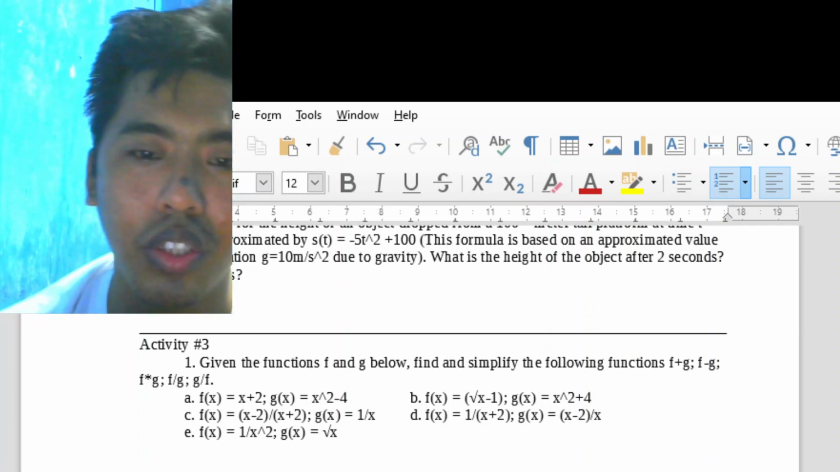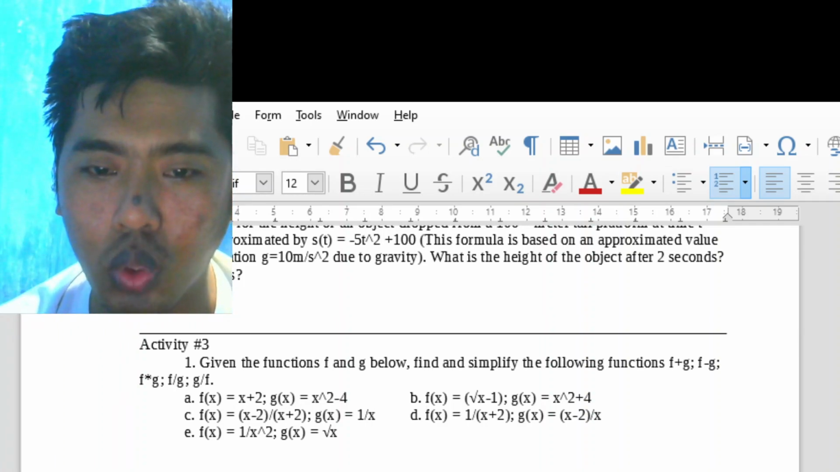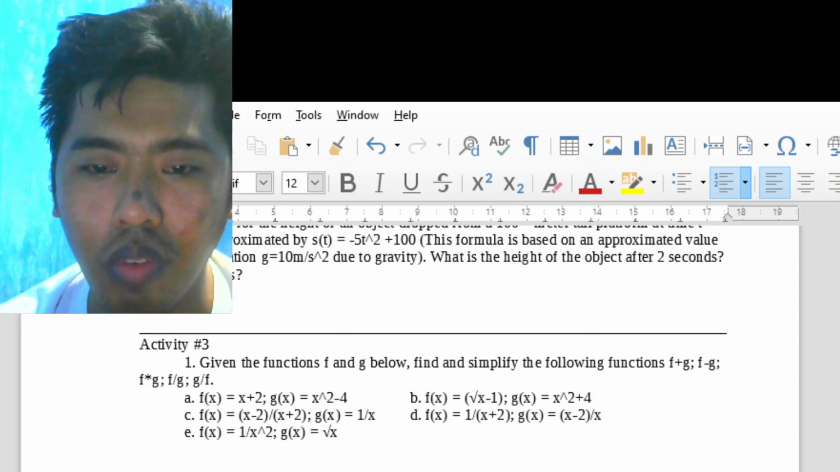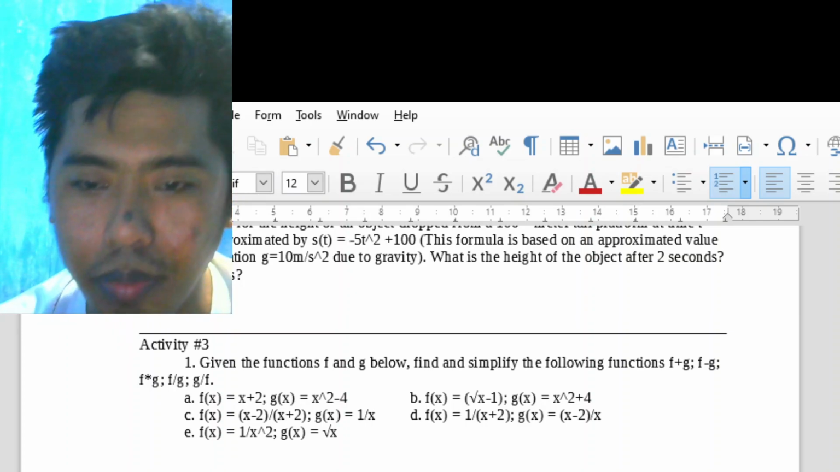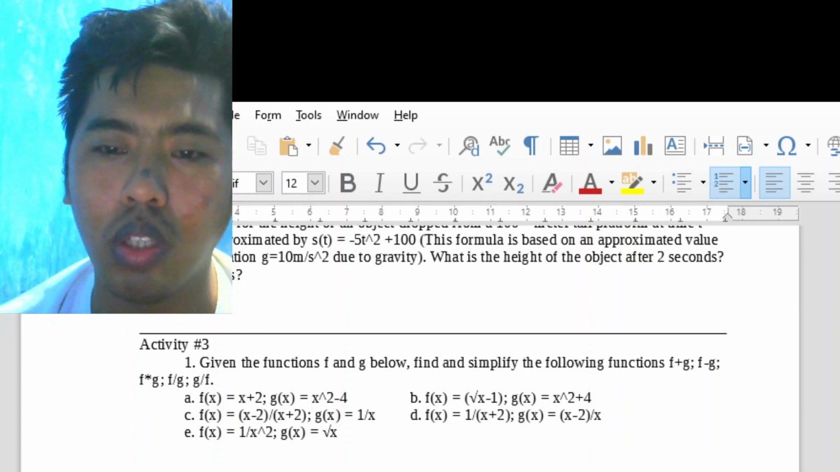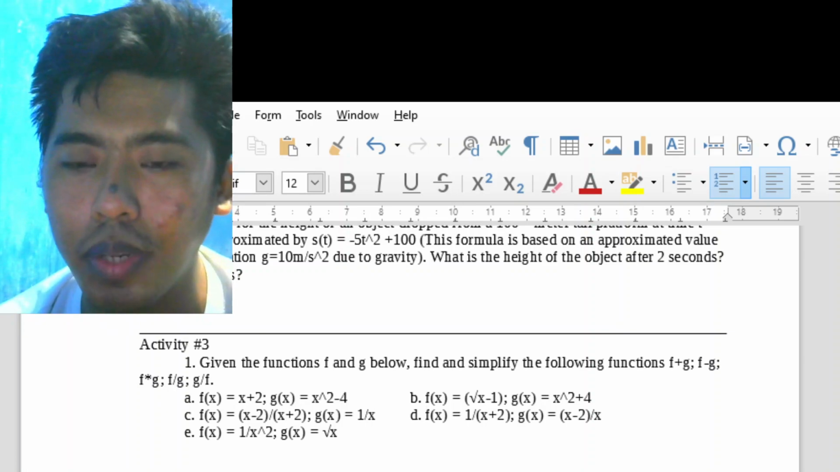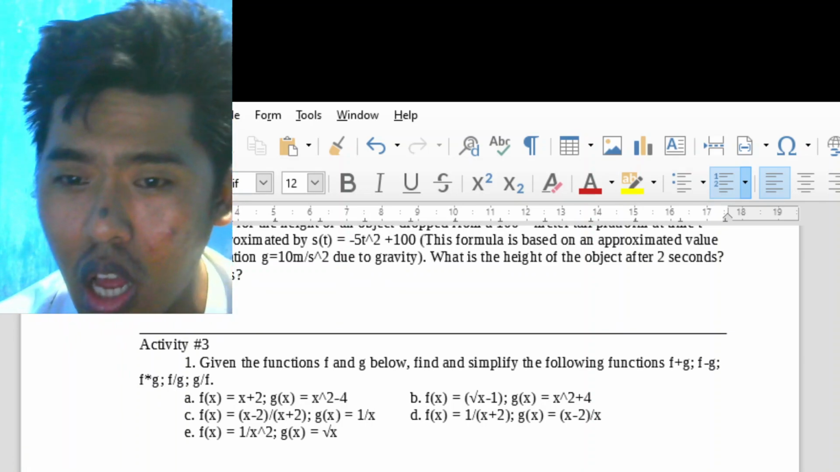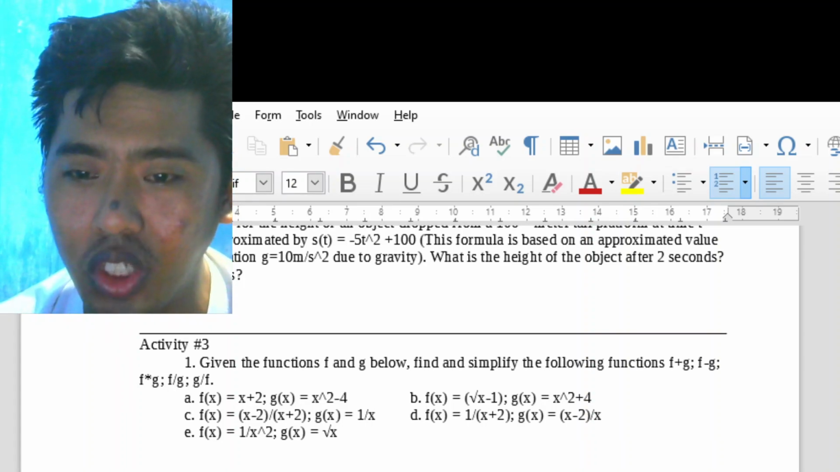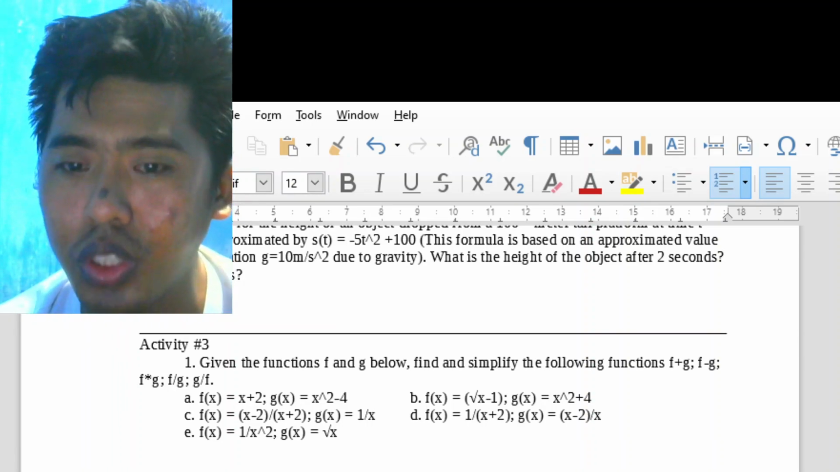So first letter, f of x is x plus 2, then g of x is x squared minus 4. Letter B, f of x is equal to the square root of x minus 1. Meaning ka ng x minus 1 nga square root, kay gibox man ako, kauban na sila. Then g of x is x squared plus 4.